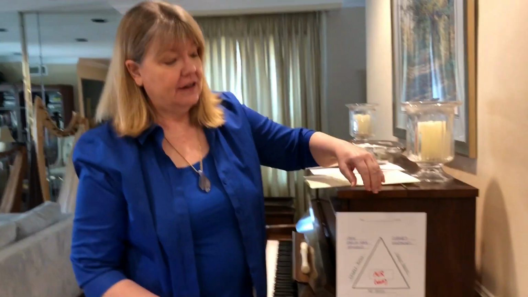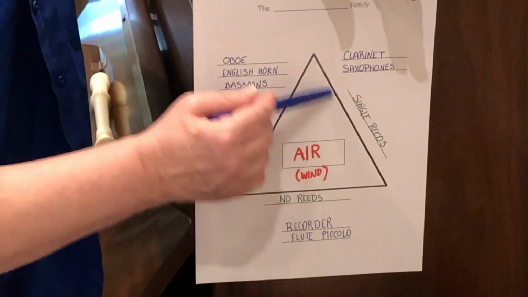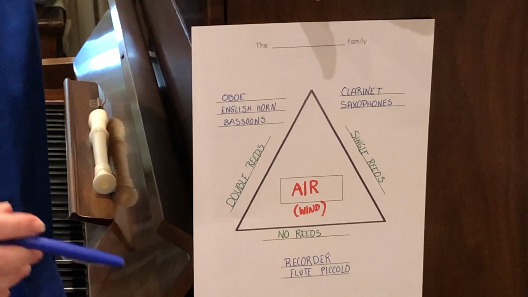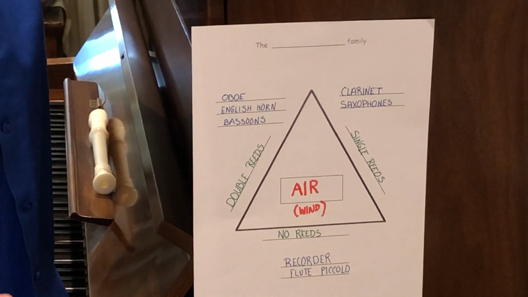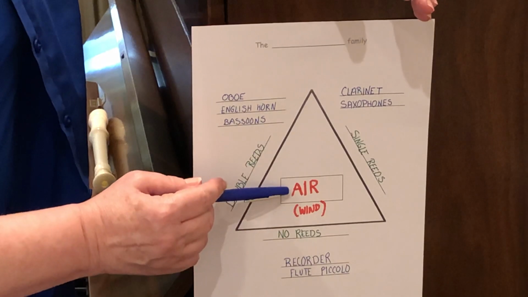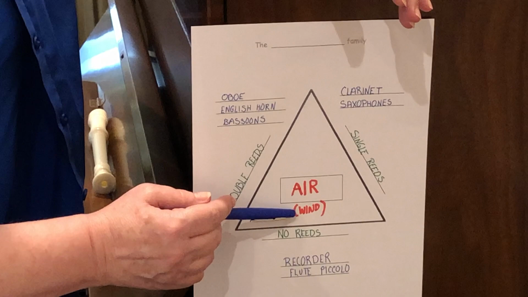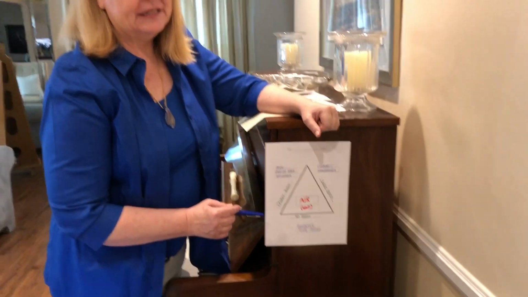Remember, I think I showed you this picture before, that the Woodwind family is like a triangle. It has three sides. The one thing all woodwind instruments have in common is that in order to make sound, you have to use air or wind. That's why they're called woodwinds. But there are different types of woodwind instruments.